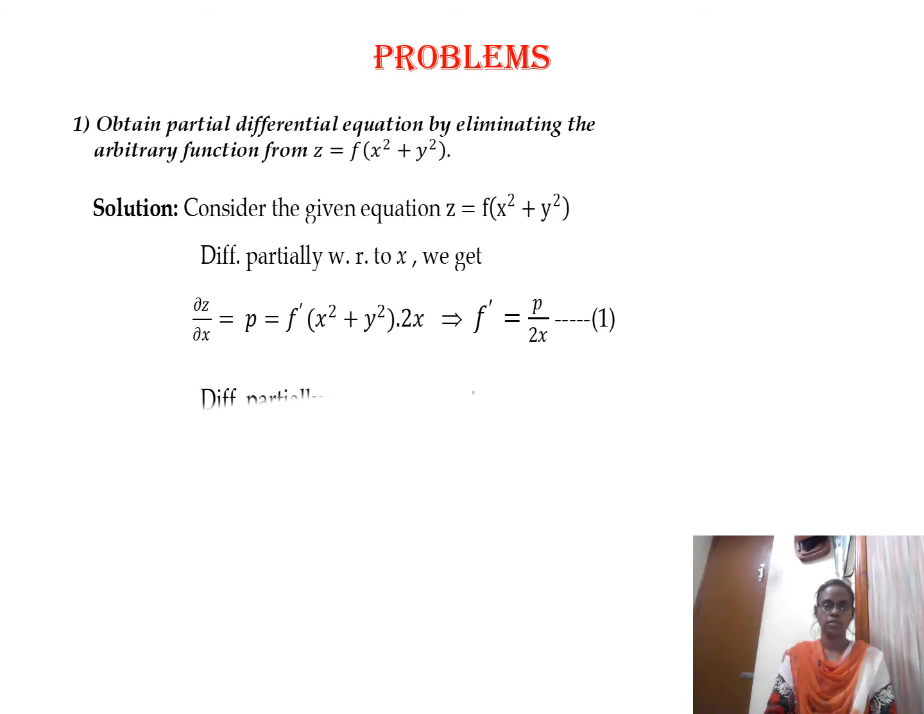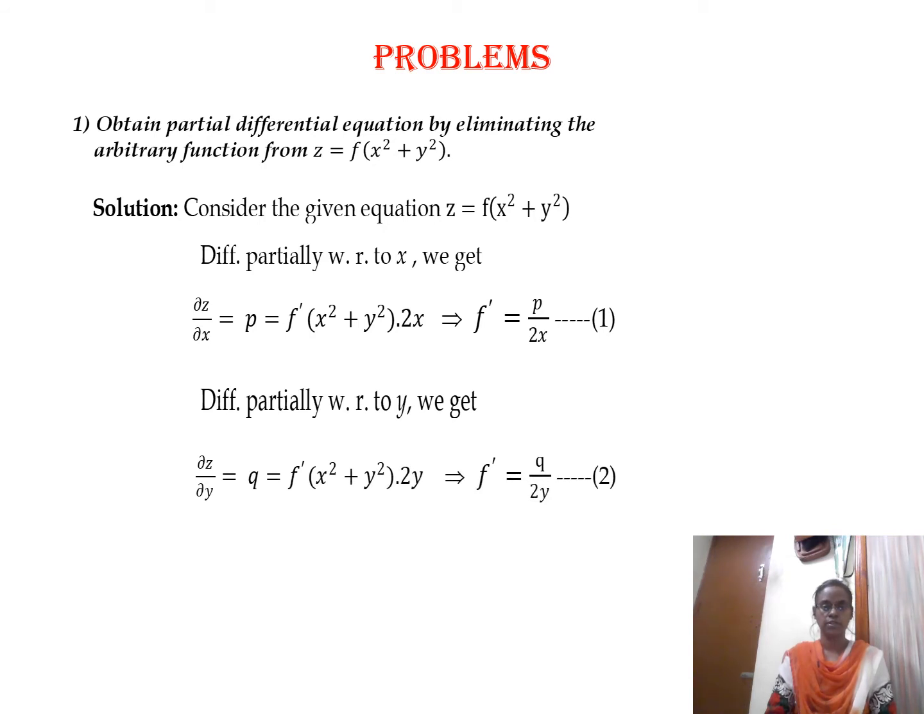Now the same process continues, but with respect to y, that is, differentiating partially with respect to y. What do we get? ∂z/∂y, which is q, equal to, first when I differentiate f, we get f dash into the derivative of x squared plus y squared. When I differentiate, we get 2y. So from here, we have f dash equal to q by 2y. Mark this as equation 2. Now observe equations 1 and 2.